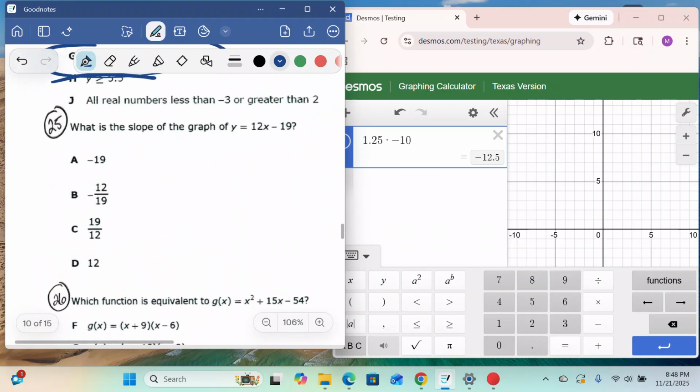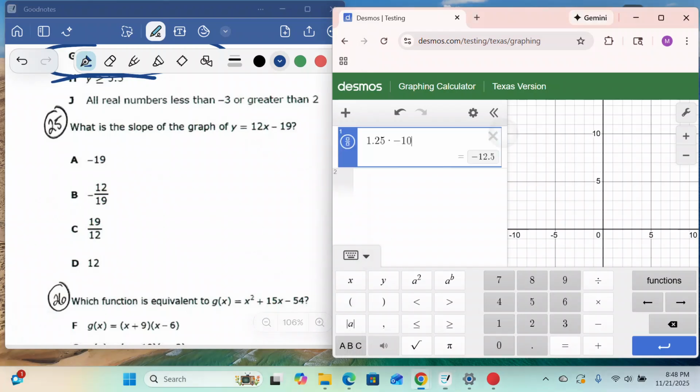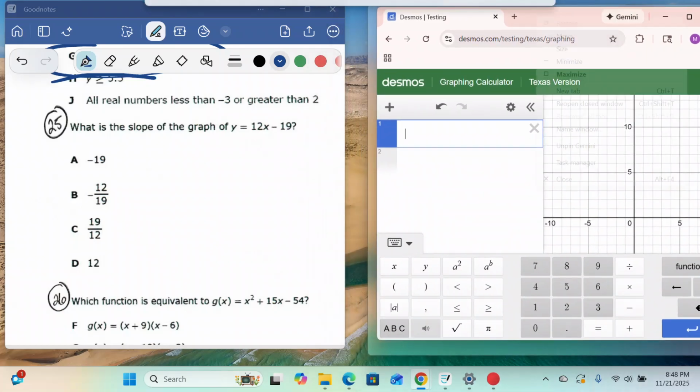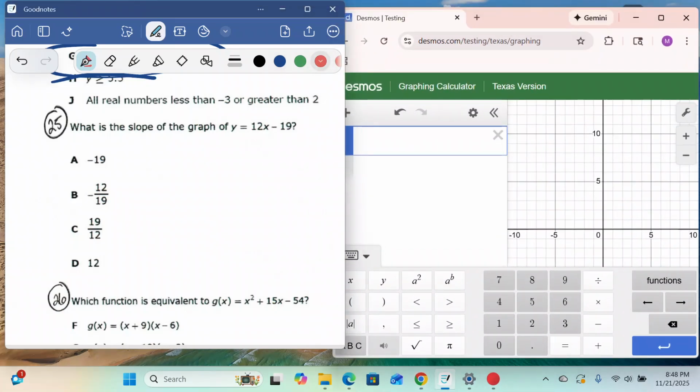If you look at number 25, it does not require Desmos. Why? Because the only thing that we have to know here is y equals mx plus b. And our m is our slope, and our m is our rate of change.